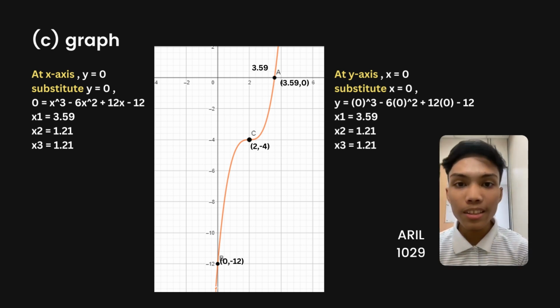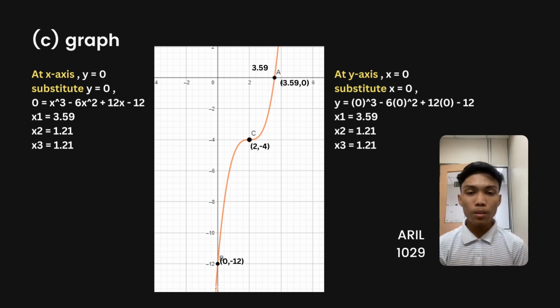So the application that I use to confirm the stationary point and the graph is GeoGebra. You can download it at the Play Store or App Store. It will be easier if we use the app to confirm our answer.